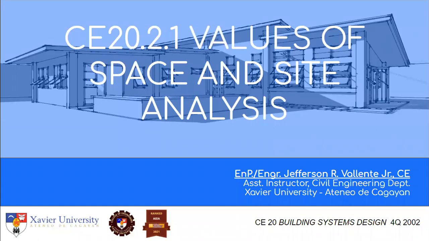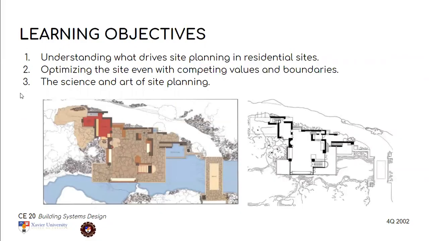For this topic, we'll talk first about values of space and site analysis. This will cover the following objectives, which include understanding what drives site planning in residential sites, optimizing the site even with competing values and boundaries, and the science and art of site planning.